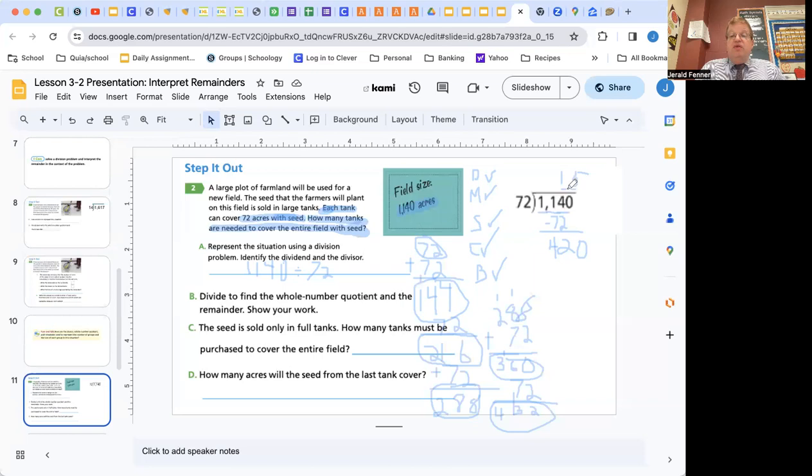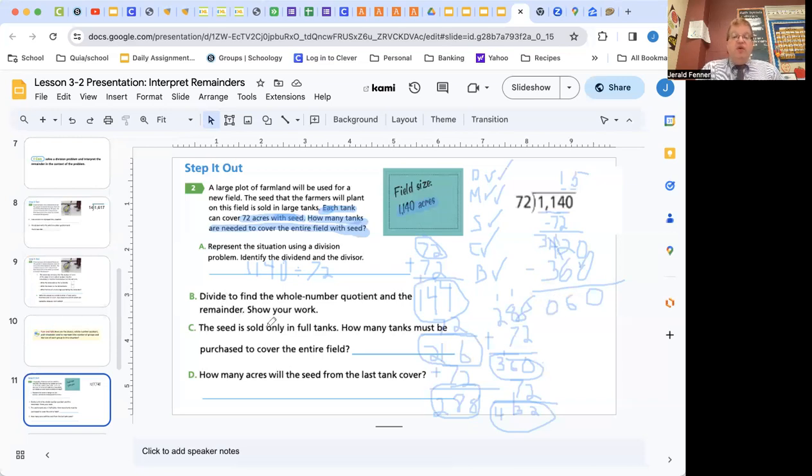So 72 times 5 is 360. Okay, so we divided, we multiplied, we're going to subtract. We have to regroup here because you can't take 2 away from 6. So we're going to make that 12. 12 minus 6 is 6. And that would be a 0.